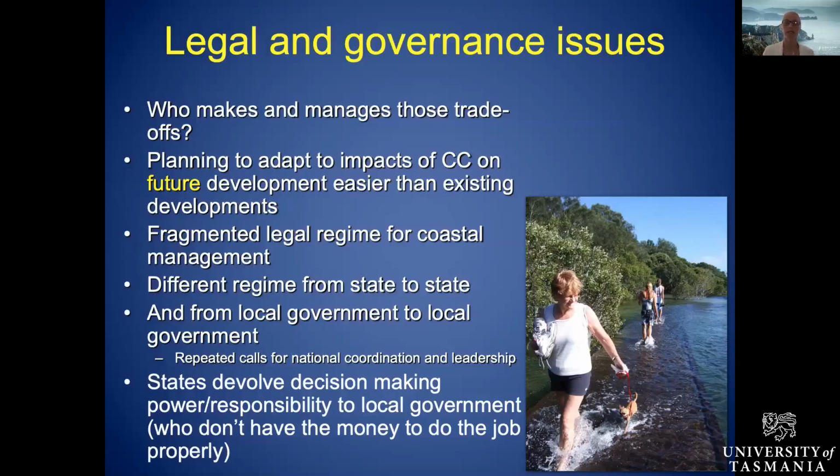There have been many calls for greater national coordination and national leadership. At the very least, there should be strong state level leadership. But at present, there's a practice of state governments tending to devolve a lot of these difficult decisions to local governments, but local governments certainly don't have the money or the resources to get the modelling done about exactly what the risks are to their coastal communities and how they need to respond to those risks.